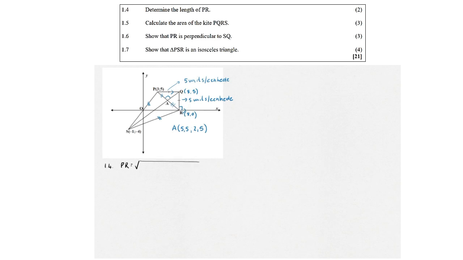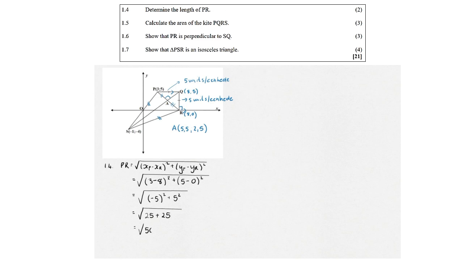distance formula. So PR is then equal to the square root of xp minus xr in brackets squared plus yp minus yr in brackets squared. This is then equal to the square root of 3 minus 8 in brackets squared plus 5 minus 0 in brackets squared. And this simplifies to negative 5 in brackets squared plus 5 in brackets squared, and that's equal to the square root of 25 plus 25, and that equals the square root of 50. That simplifies to 5 square root 2 units.